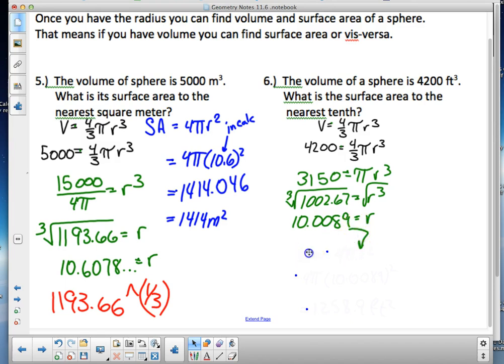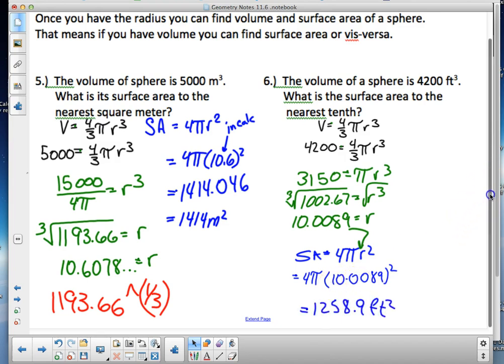I take that radius and plug it into my surface area formula, and so I square that radius, multiply by 4 pi, and I should be able to achieve my final answer. Now they asked me to round to the nearest tenth, so I took it off my calculator screen and rounded to 1,258.9 feet squared.